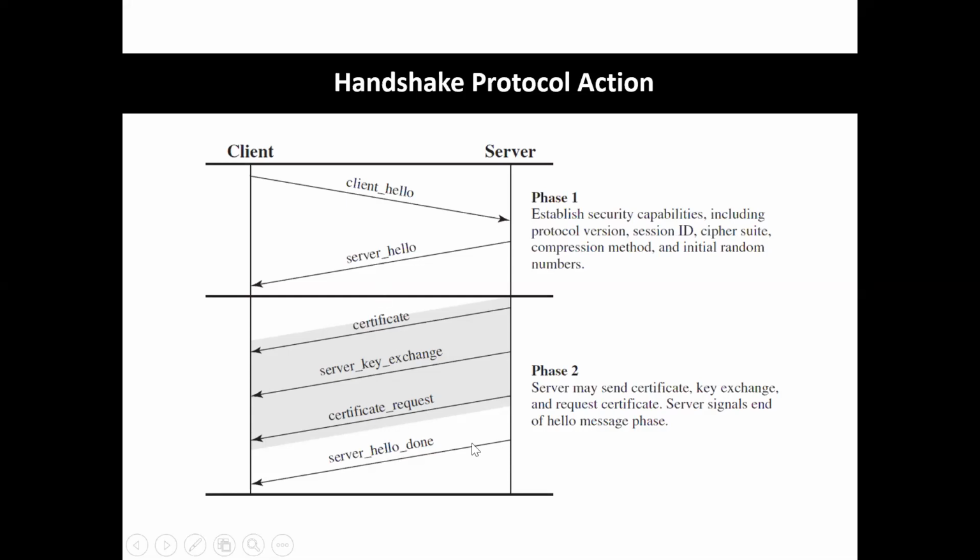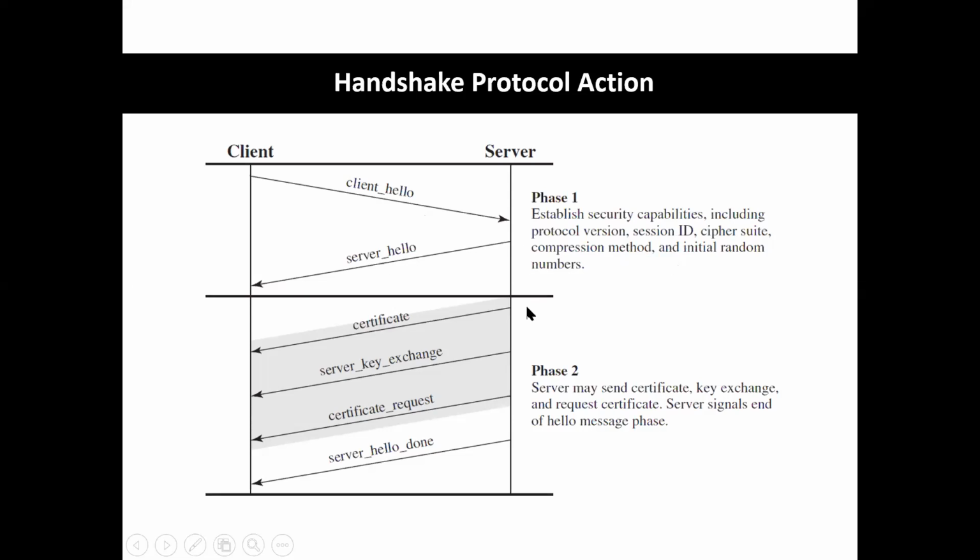If the server is sending the hello done, these are all the parameters up to here. These are the messages with respect to the client. This is how the handshake protocol works with respect to phase 1 and phase 2. In phase 1, first it establishes the security capabilities, indicating the protocol version, that is SSL v3, version 3, session ID, cipher suite, compression method, and initial random numbers. First the client sends the message client hello, and for that the server sends the message server hello.